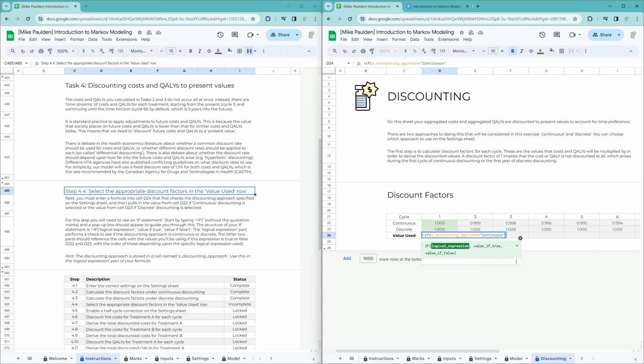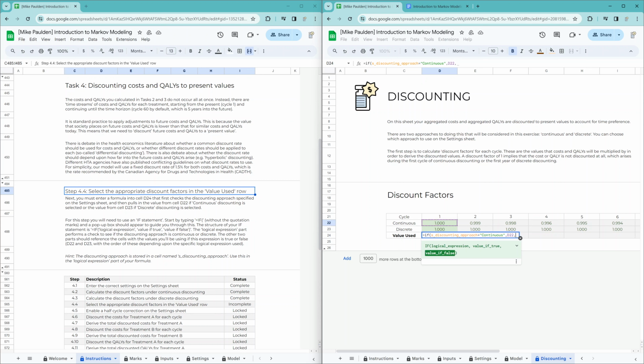Discounting approach equals continuous. And this is either true or false. Right now it's false, because we've selected discrete on that setting sheet. But if someone was to go into the setting sheet and change that to continuous, well, then this logical statement would be true. Now I'm going to do a comma, and the first thing we put after the comma is the value if this is true. So if this logical statement is true, that the discounting approach on the setting sheet is continuous, well, then I want D22.